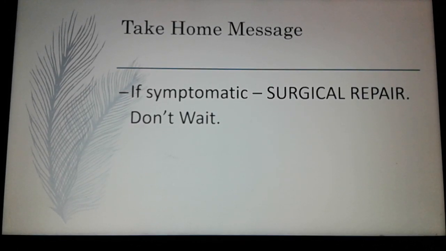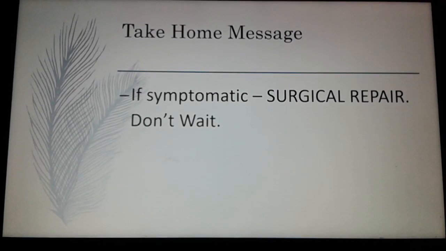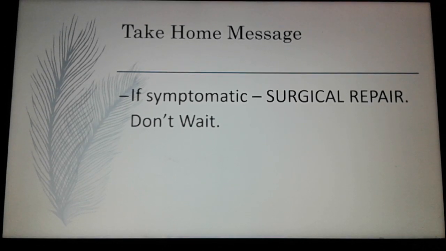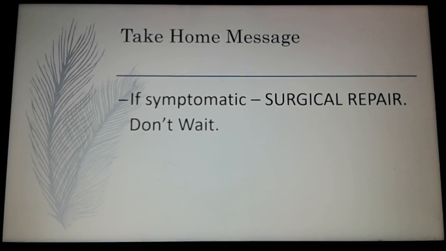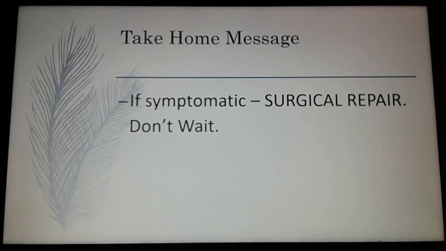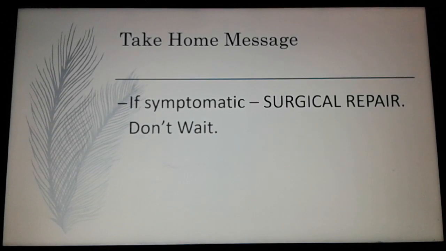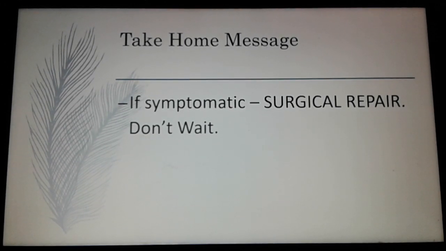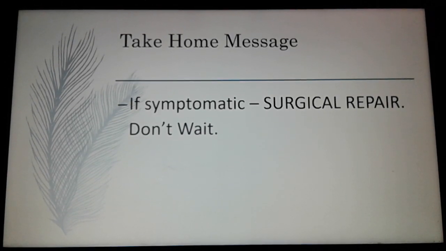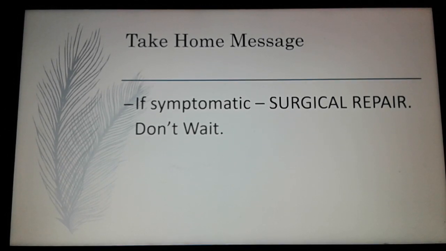So what is the take home message? The take home message in the management of paraesophageal rolling type of hernia is, if the patient is symptomatic, surgical repair. This is the only option. Don't wait. No conservative management. No if and but. The only thing is surgical repair. If the patient is symptomatic and you have diagnosed the patient as a case of paraesophageal rolling type hiatus hernia, the only answer is surgical repair. Plan for surgery and as soon as possible just go for it.